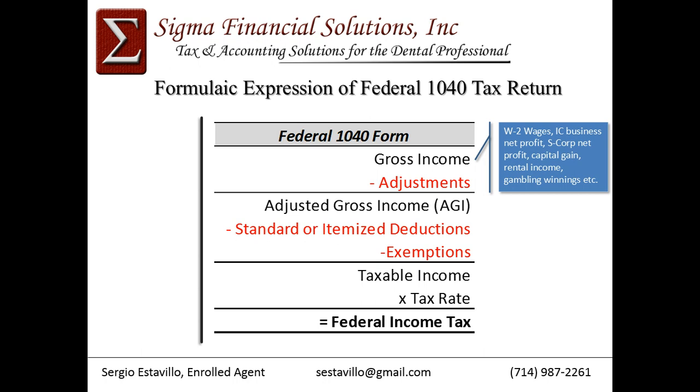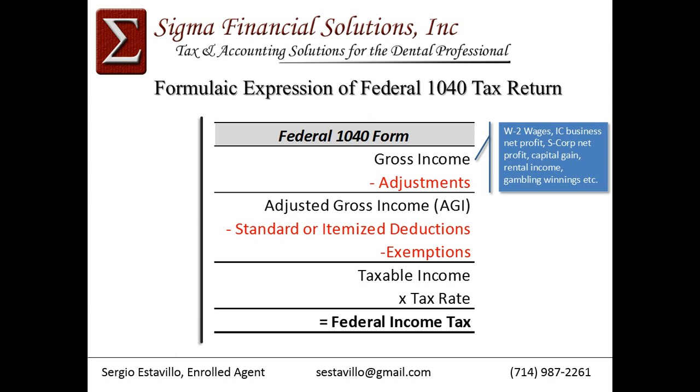Or say that you're an independent, you're paid as a 1099 independent contractor. Then the key to this is determining your business net profit, and you do that by completing Schedule C, and I'll get into some of the forms in just a minute. But that net profit then is considered a part of your gross income.